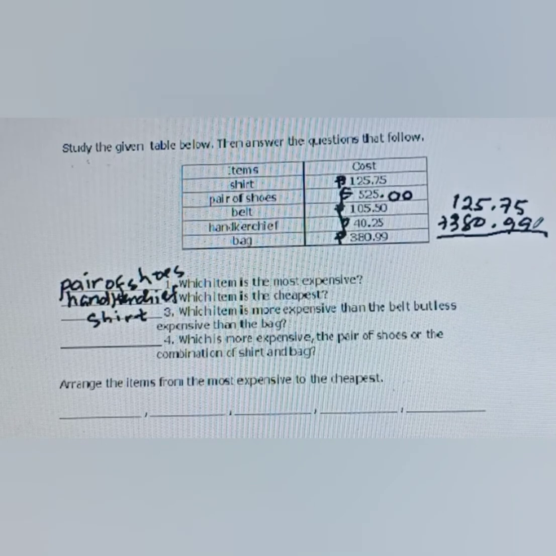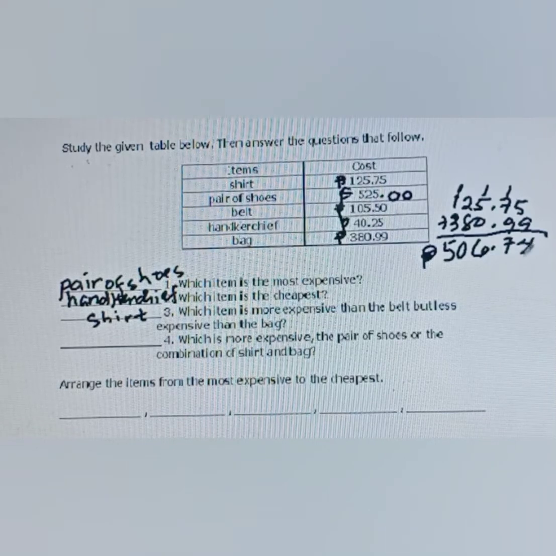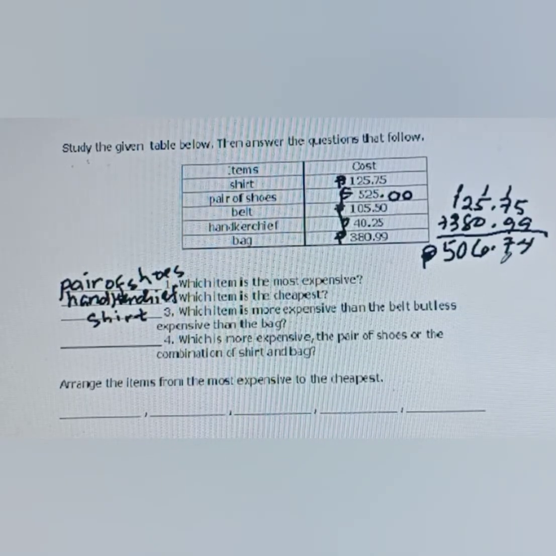So if you add these two, this is 14, 4, carry 1. 179 will give you 17. Carry 1. Just bring down the decimal point. So this is 6, correct? This is 10, so 0, carry 1. Then this is 5. So it's 506 pesos and 74 centavos.